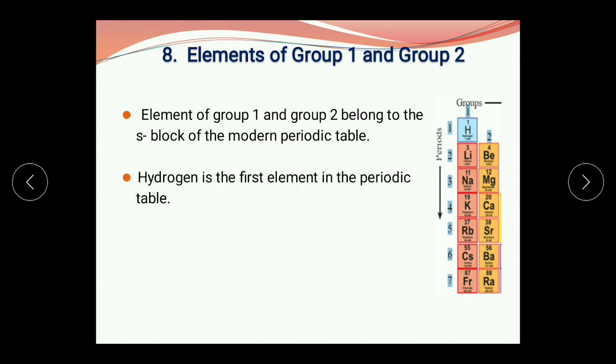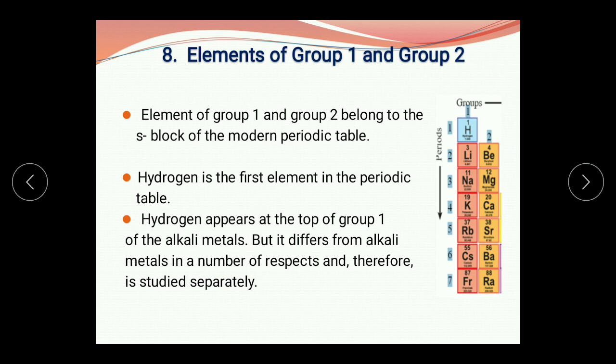And out of those elements, hydrogen is the first element in the periodic table. It appears at the top of group 1 of the alkali metals. Now, out of these two groups, the first group, group 1, those elements are called alkali metals, and group 2 elements are called alkaline earth metals. We will see why they are called like that later.